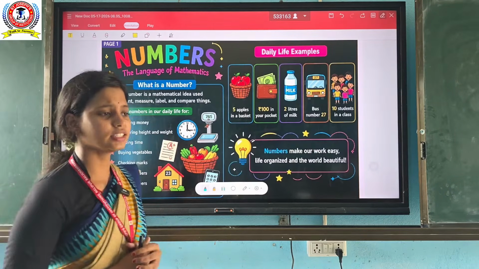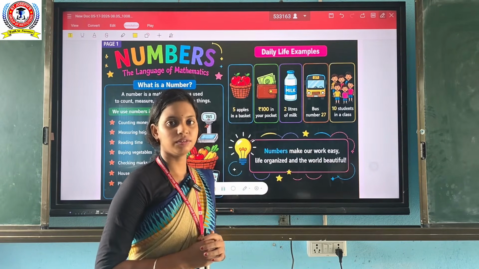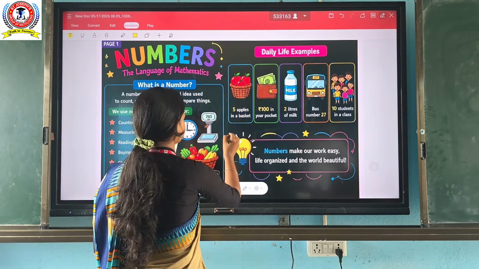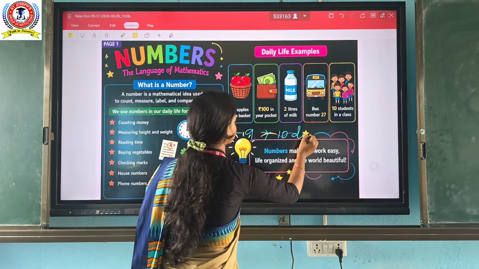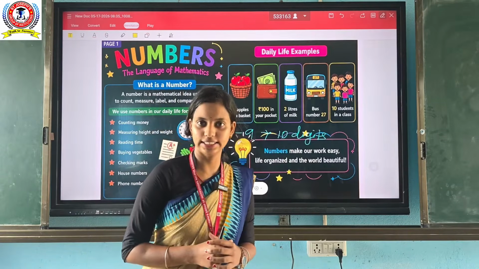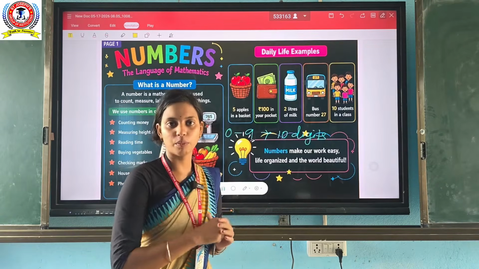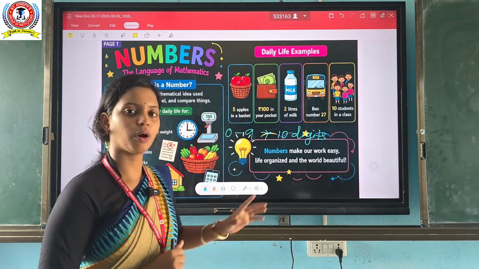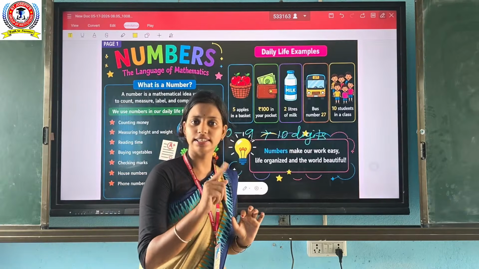Okay, so first, what are numbers made up of? In mathematics, there are 10 digits. So in math, we use 10 digits. From these 10 digits, all the numbers are formed: 1-digit numbers, 2-digit numbers, 3-digit numbers, 4-digit numbers. All the numbers are formed from these 10 digits. The largest digit is 9.